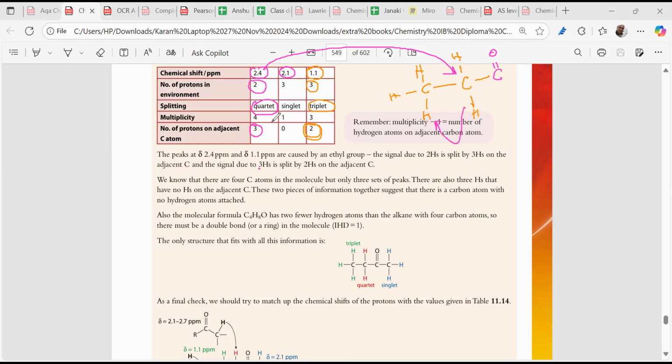Now see, finally we are coming down to this part, right? Over here, we get this singlet 2.2. So the next protons, the adjacent will be 0, right? Fine. Is it clear?